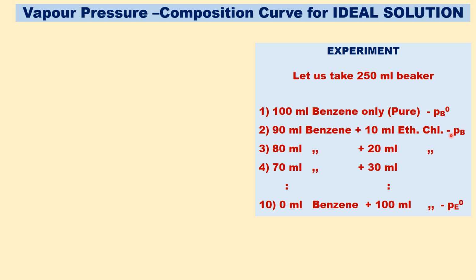For this solution, we measure only the partial pressure of benzene, PB. Similarly, take 80 ml benzene plus 20 ml ethylene chloride and measure the partial pressure likewise. Finally, 0 ml of benzene plus 100 ml of ethylene chloride, that is, pure ethylene chloride, therefore it is the vapor pressure of ethylene chloride, PE naught. Now, using this data, let us plot the vapor pressure composition curve for an ideal solution.